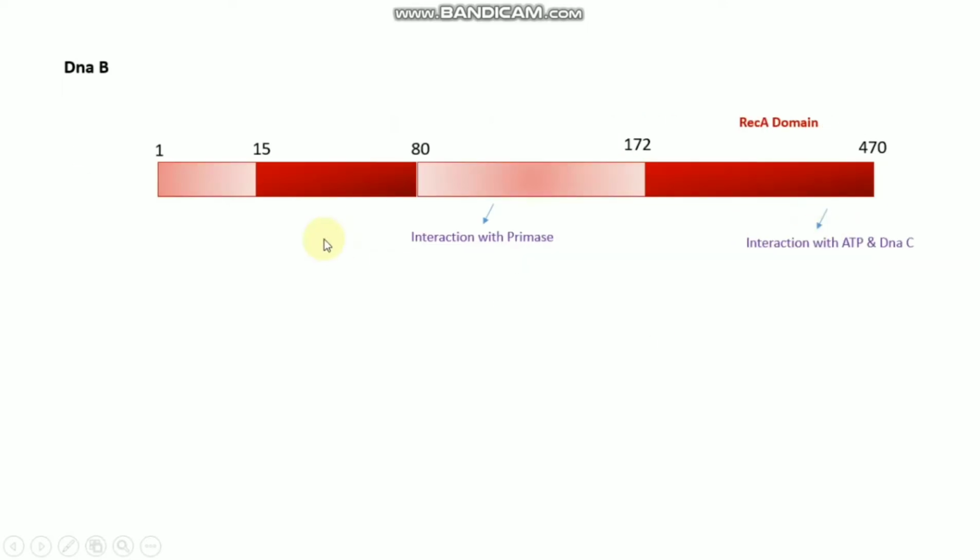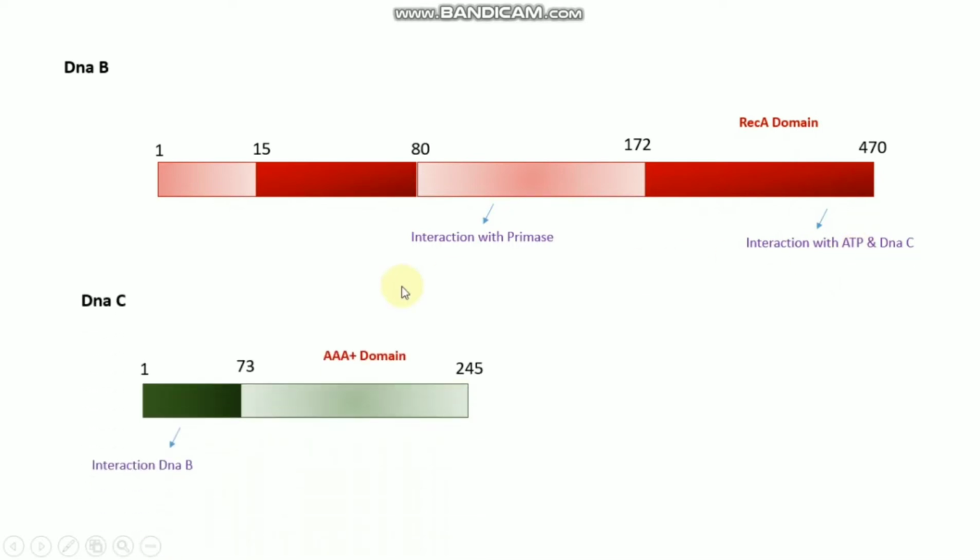And next is DnaB. It also contains 4 domains, and these numbers represent the amino acid residues. These domains interact with the primase, and this RecA domain interacts with ATP and DnaC. So next is DnaC. It contains 2 different domains and it interacts with DnaB.